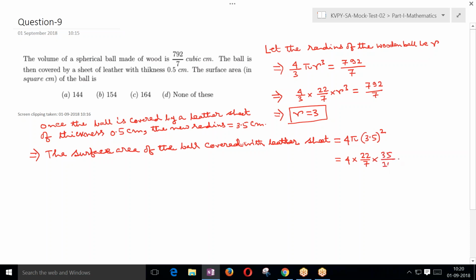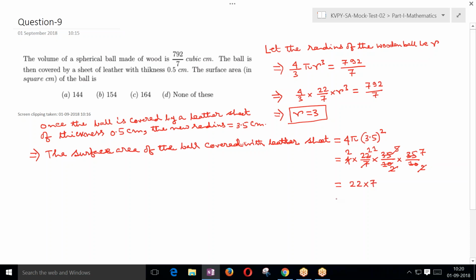35 by 10 into 35 by 10. Let's simplify. 7, here it is 5. 5 here it will be 2. Then 5, it will be 7. 5 here it will be 2. 2 here it will be 11. And these 2 will get cancelled with 2 here. So that actually comes to 22 into 7.